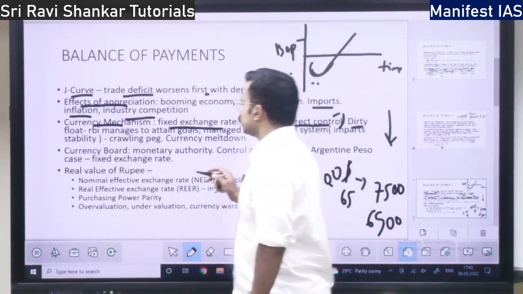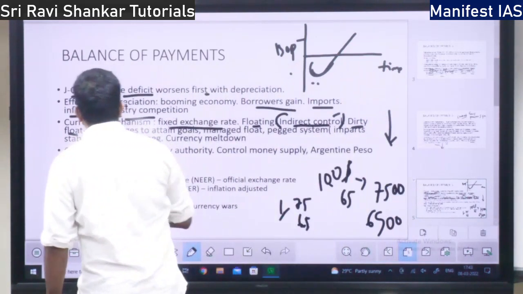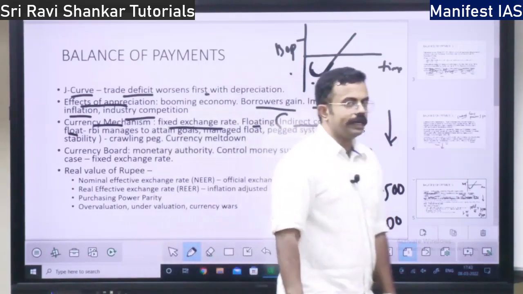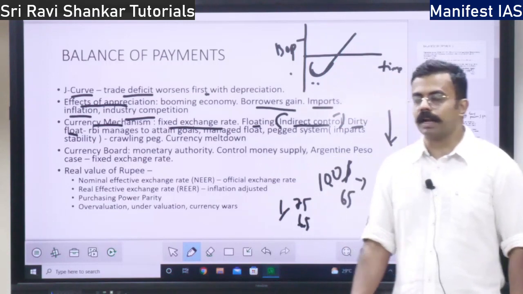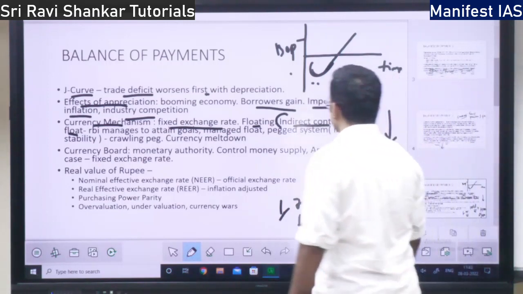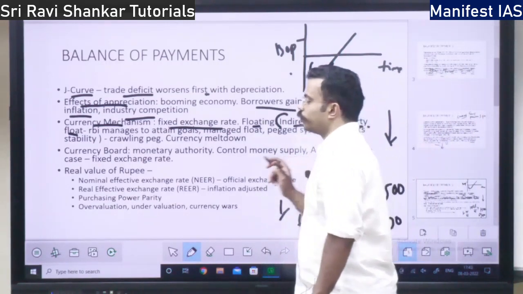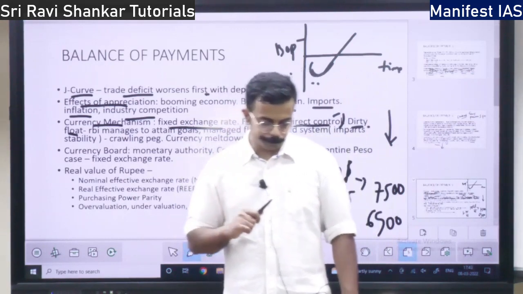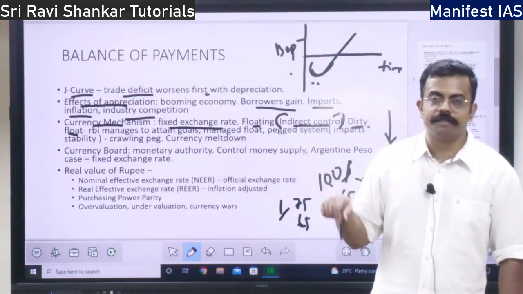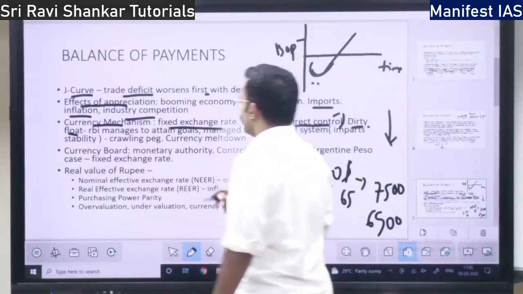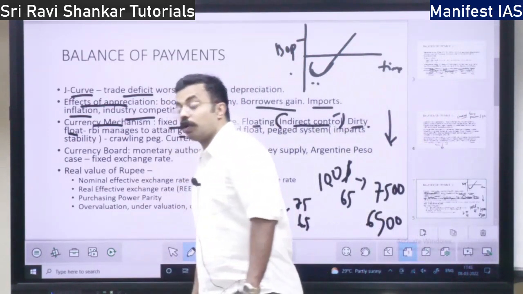Then you have the concept of dirty float. Dirty float means what? I told you the Indian currency is completely floated. It is completely floated in the market, whereas actually it is called dirty float. Means whenever there is a crisis or instability, RBI is going to intervene. Apart from that, RBI manages the currency to attain goals.